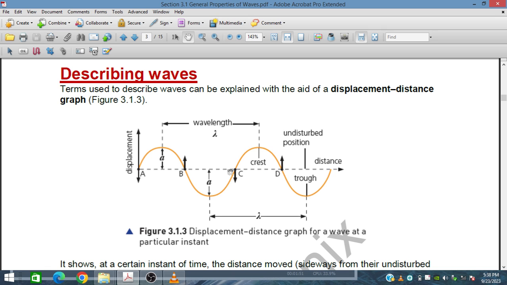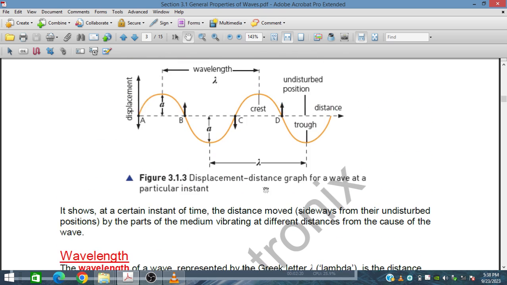Similarly, point A to C, which are in the same phase, is also a wavelength. From point B to D, which are in the same phase, is also a wavelength. Similarly, from C to this point E is also a wavelength. And A to C is also a wavelength. So the number of waves that a wavelength can be measured.